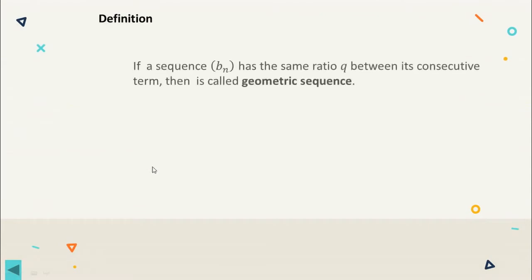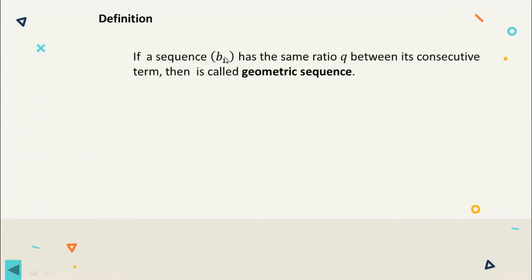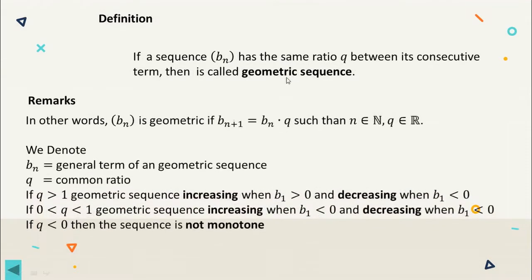Definition: if a sequence Bn has the same ratio k between its consecutive terms, then it's called a geometric sequence. In here we have remarks. In other words, Bn is geometric if Bn plus 1 is equal to Bn times k, such that n is an element of natural numbers and k is an element of real numbers. We denote them: Bn is the general term of a geometric sequence and k is the common ratio.